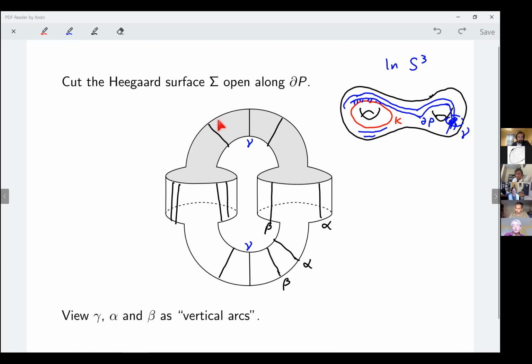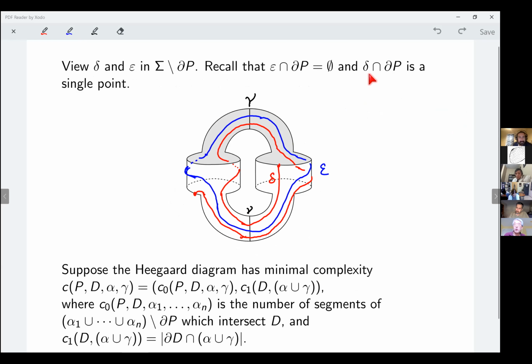And also we can sort of view this as a twice punctured torus, which is, we cut this genus 2 surface open along this curve. And we can view alpha, beta, and gamma, all those types of vertical disks, either vertical in the rectangle or vertical in one of the two annuli. Okay, so we look at the picture of alpha and beta and gamma from this picture. And also we look at the epsilon and delta. Remember, delta is the boundary of the disk, the PD pair. So the delta intersects this boundary P in one point. So this red curve is the example of delta, and this blue curve is the example of epsilon.